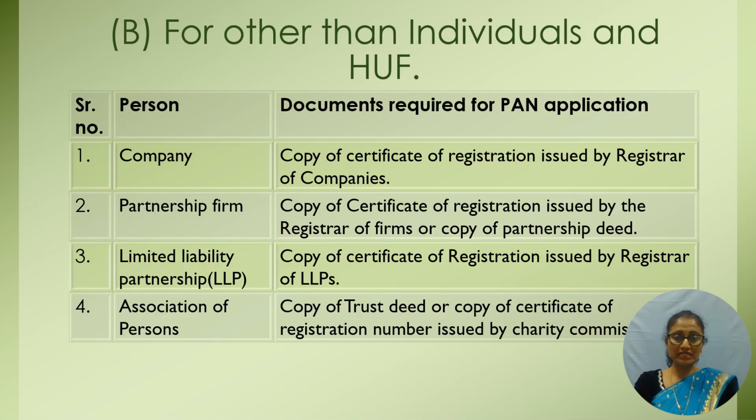However, for assessees other than individual and HUF, for example, if a company wants to apply for a PAN, then a copy of the certificate of registration issued by the Registrar of Companies is required. If a firm wants to apply, then the documents required for PAN application are a copy of the certificate of registration issued by the Registrar of Firms or a copy of the partnership deed. In case of LLP, the document required is a copy of the certificate of registration issued by the Registrar of LLP. In case of association of persons, a copy of the trust deed or a copy of the certificate of registration number issued.